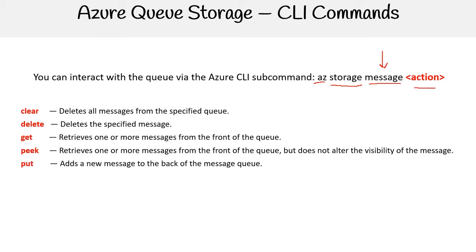Put, which adds new messages to the back of the message queue. Update, which updates the visibility timeout of a message. So these systems are very simple, but they're also highly scalable, which is really great.